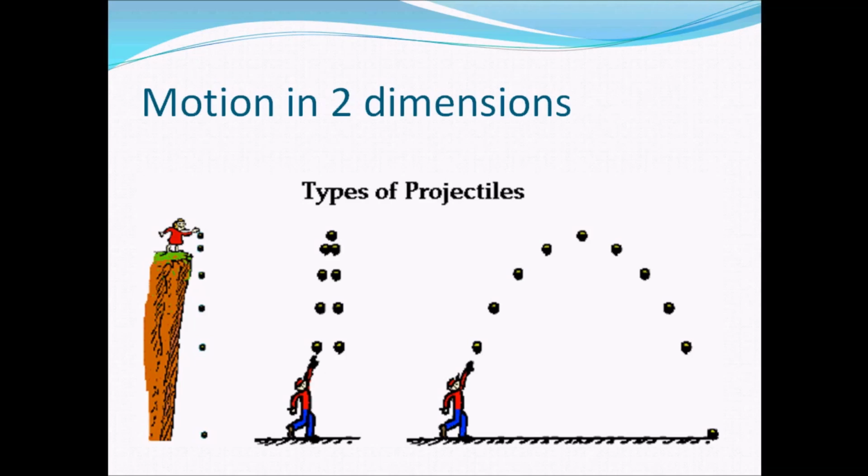So now we'll move on to motion in two dimensions. These are the 4 equations which we've seen. The first, third and fourth are your basic equations. The second equation is derived from them, and it just says that the displacement is average velocity multiplied by the time.